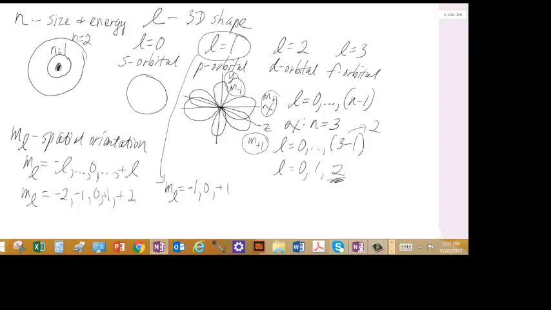In this example where we came up with 5 different possible values for M sub L, that would be relevant to a d orbital. So d orbitals have 5 suborbitals that, again, we're not going to try to draw because it gets complicated fast.